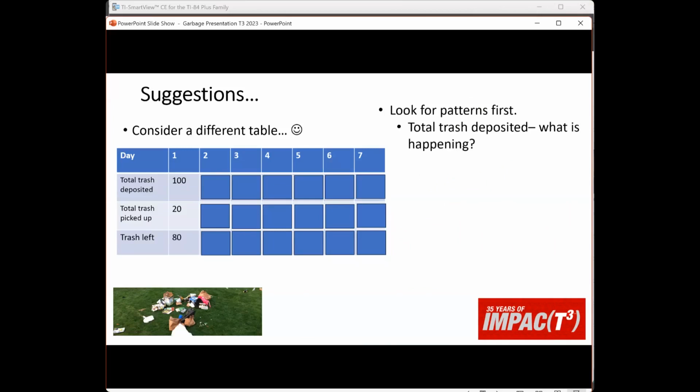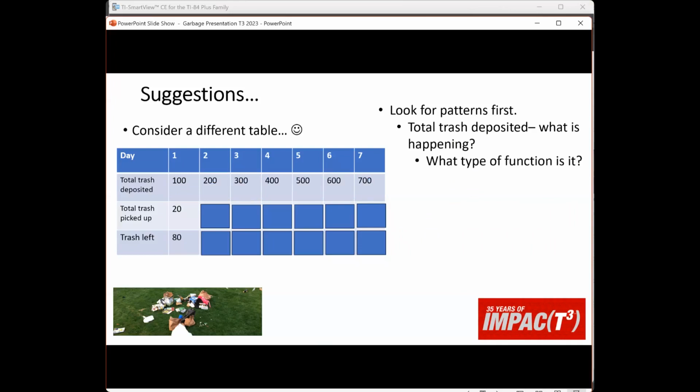Look at the total trash deposited. What really is happening? After day 1, there is 100 pounds of trash that was deposited. But how many pounds were totally deposited after day 2? 200. On day 3, there were a total of 300 pounds of trash that had been deposited, and then 400, 500, 600, 700. That's an easy pattern to see. What kind of function is it?